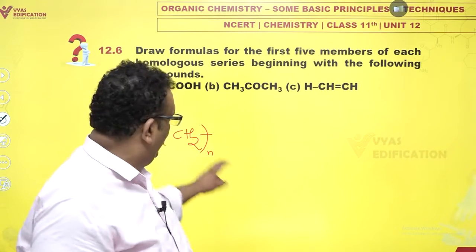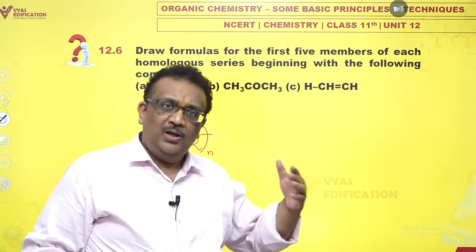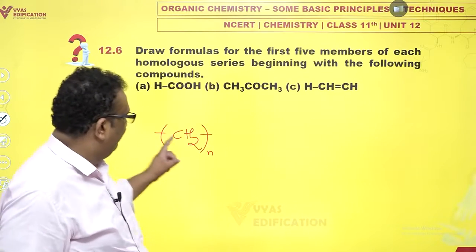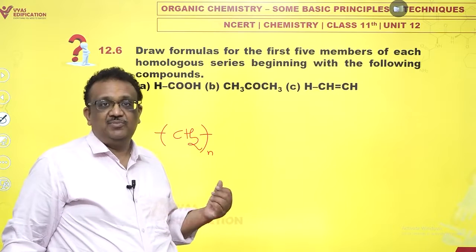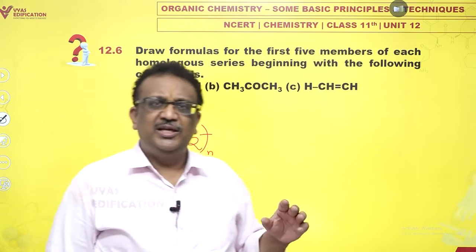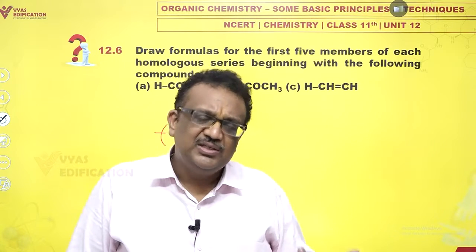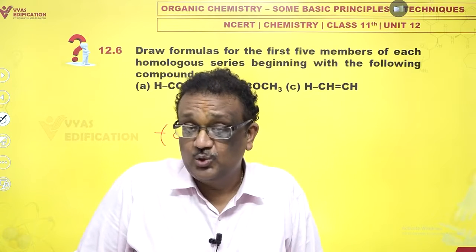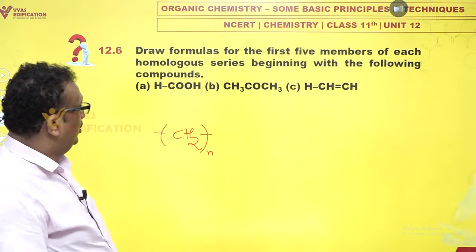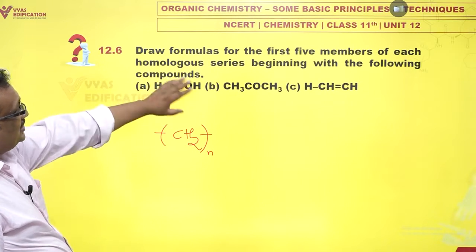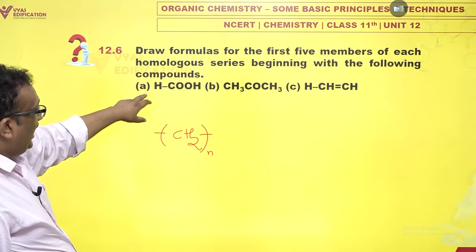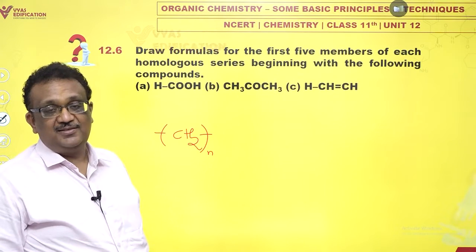Successive members differ only by one CH2 group, or if you take any 2 members, they will be differing by CH2 n times, meaning CH2 twice, CH2 thrice, something of that kind. If this is vague, well, let me offer you something more consistent. First 5 members of A, now I have carboxylic acid.